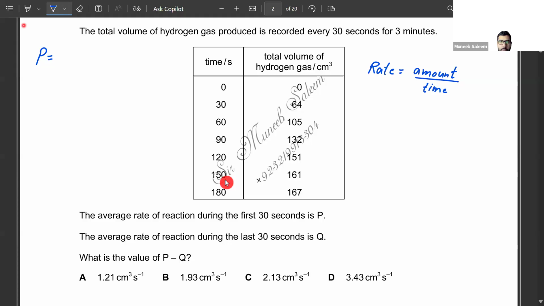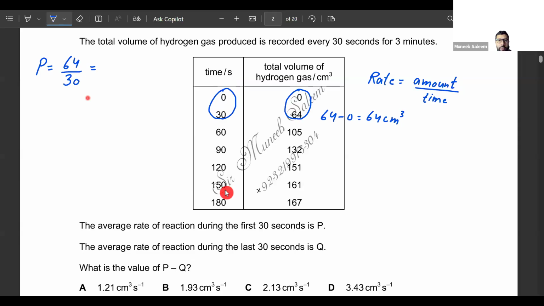So for P, which is the first 30 seconds, I will write, we have 60, we have the first 30 seconds. The amount of the hydrogen gas liberated in these is 64 minus 0. 64 minus 0 is equal to 64 cm cube liberated for the first 30 seconds. So I will write 64 divided by 30. When you do this calculation, you get the answer equivalent to 2.133.